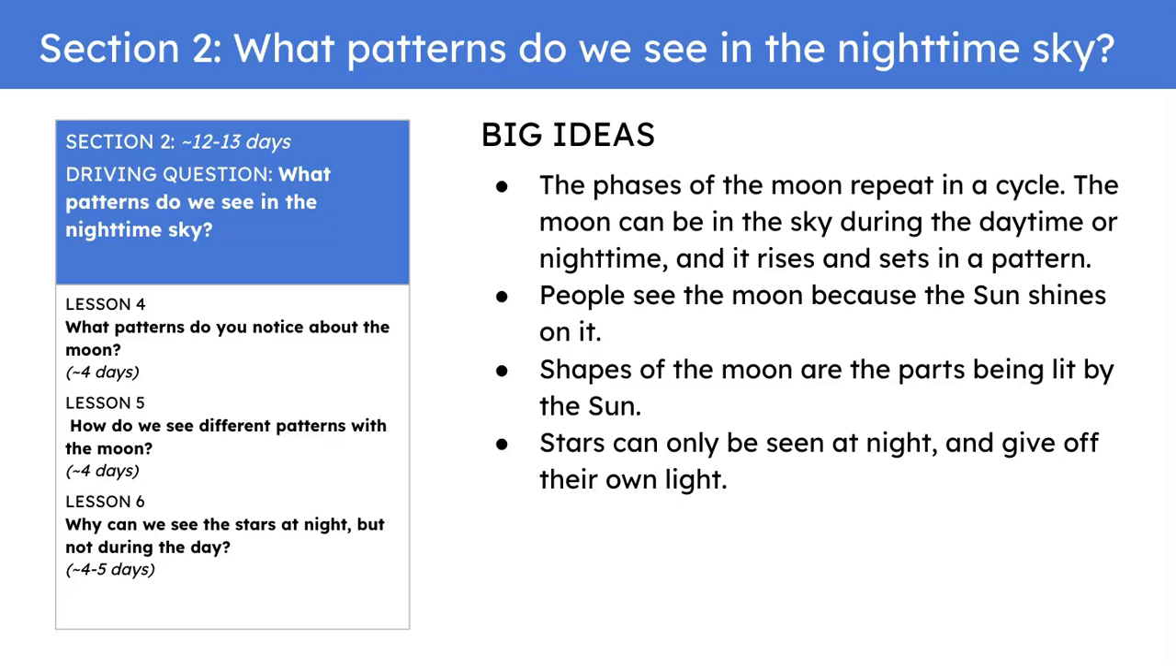The phases of the moon repeat in a cycle. The moon can be in the sky during the daytime or nighttime, and it rises and sets in a pattern. People see the moon because the sun shines on it. Shapes of the moon are the parts being lit by the sun. Stars can only be seen at night and give off their own light. Section 2 should take about 12 to 13 days to complete.